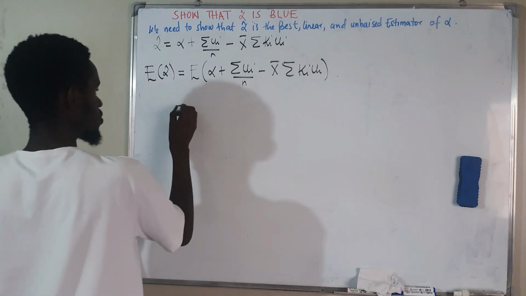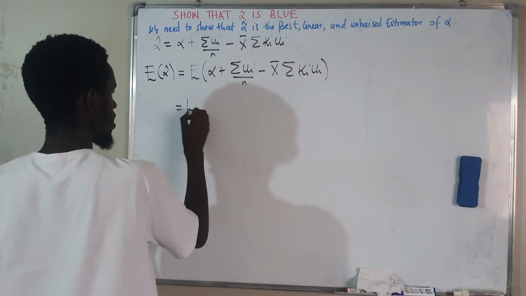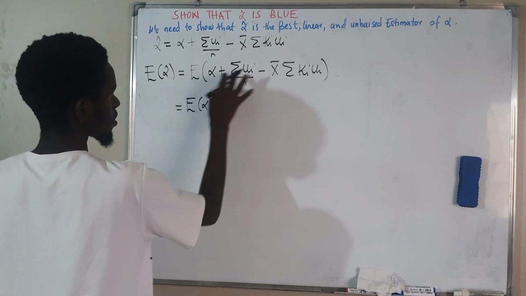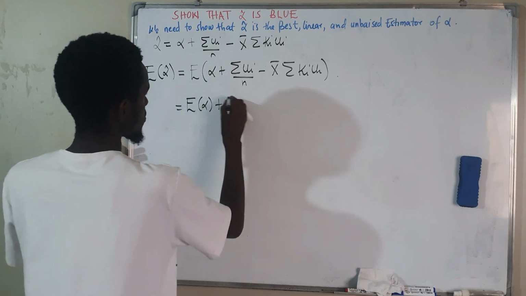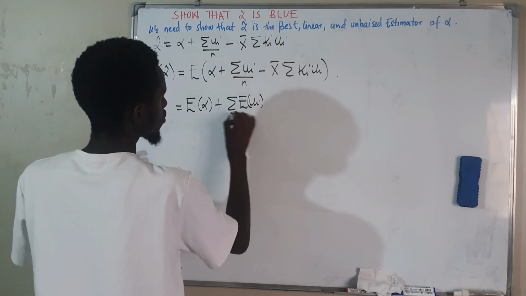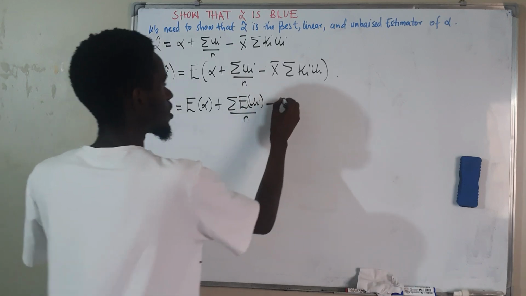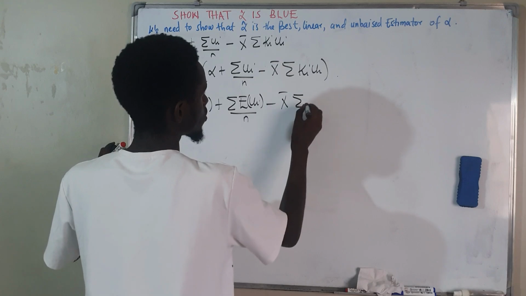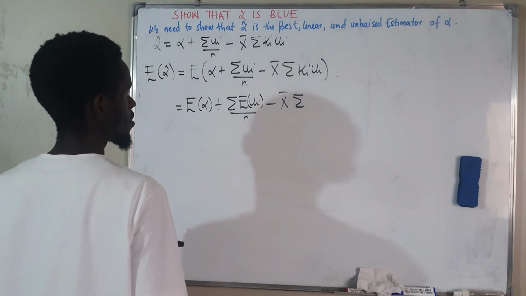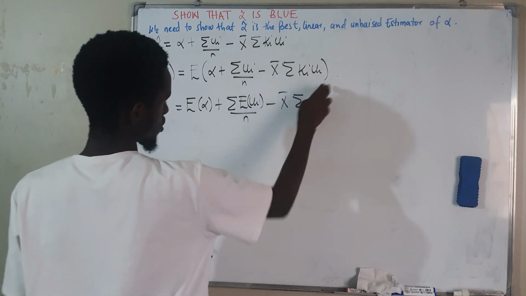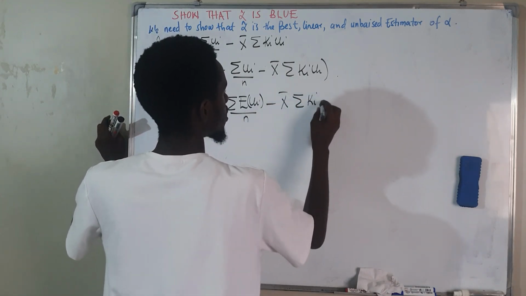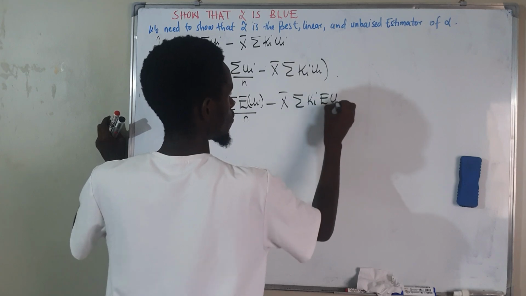Now if I distribute this expected value to everything, this is the same as the expected value of alpha plus, now this expected value and the summation can enter inside this. I have the summation of E of u_i over n, minus x bar summation, since x bar is a constant, and then this expected value can enter inside the summation here. It's going to be k_i, then expected value of u_i.